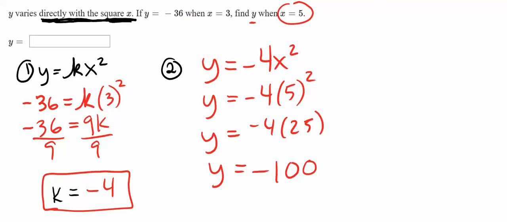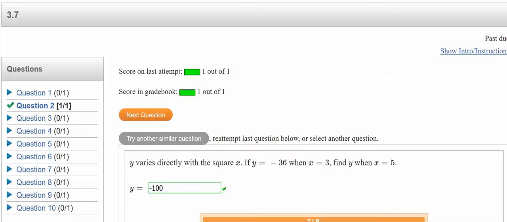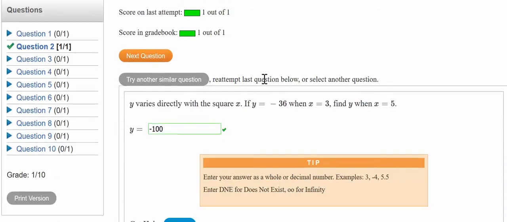And let's see if we are correct. All right, number 2, we got an answer of negative 100. And let's submit it, see if we get it right. Awesome, there it is. We're 1 for 1. Okay, that's number 2. Let's jump to number 3.